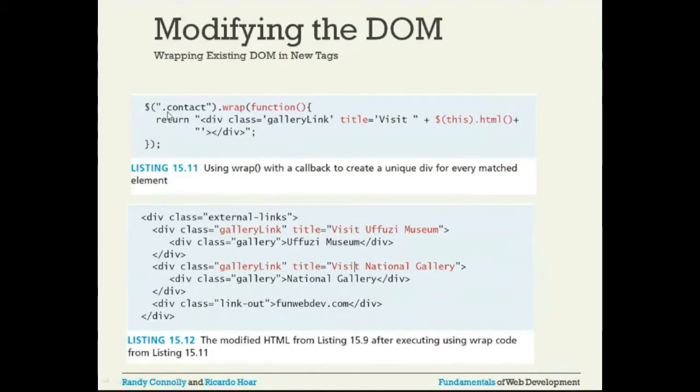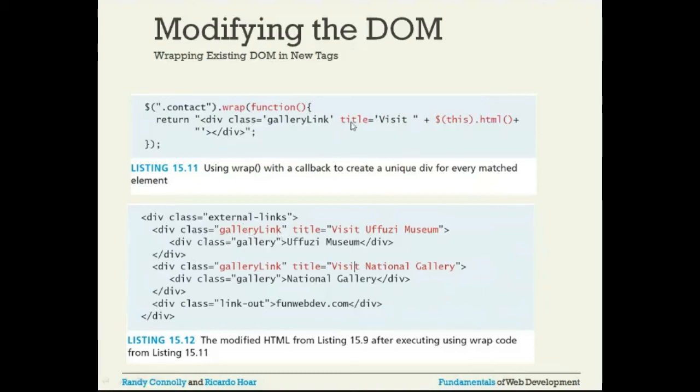This is the wrap function, and it will return this particular div, class gallery link, with the title and whatever is the content of that. And this is from the previous listing 15.9. So it is going to select this element and this element. And when it is wrapping around, it is not just plain content. You can see class gallery link. This is wrapped by this, right?